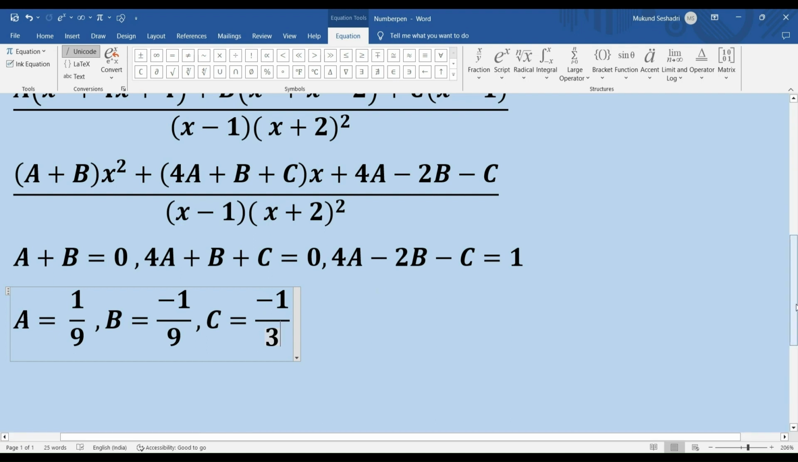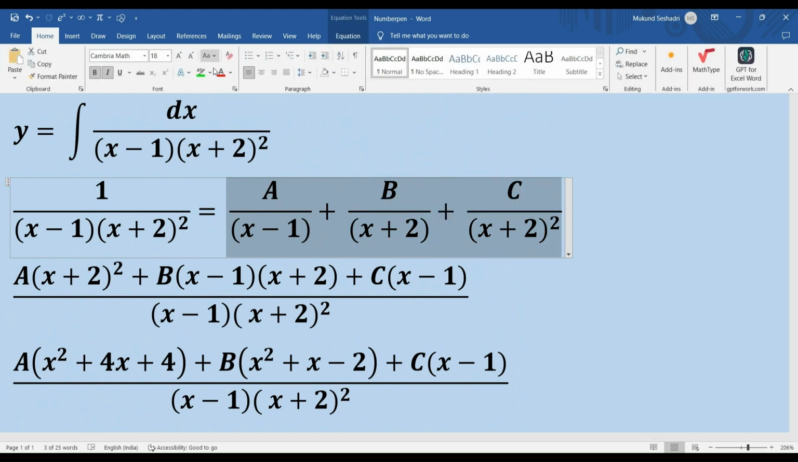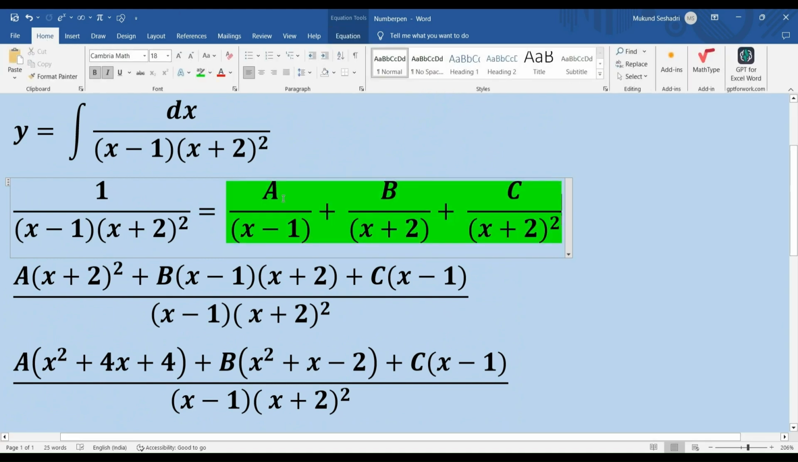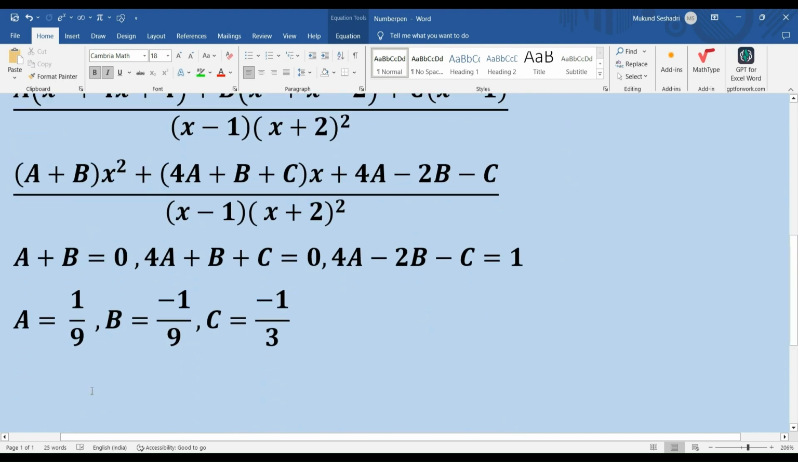Now I go back to the expression I originally wrote. I'm referring to this expression. Let me highlight this in a particular color, say green. So I have a divided by x minus 1 plus b divided by x plus 2 plus c divided by x plus 2 the whole square. So I'm going to rewrite my expression post resolving them into partial fractions.